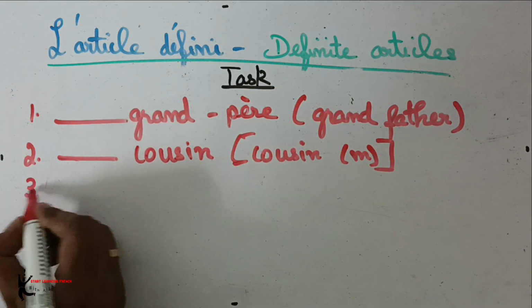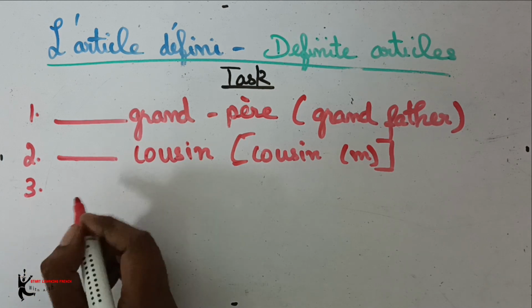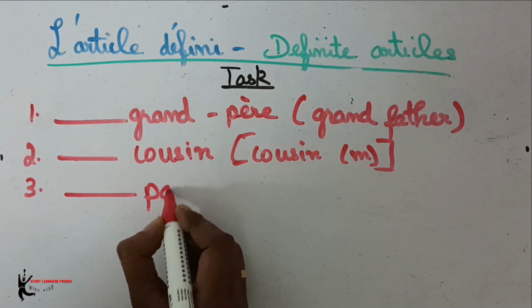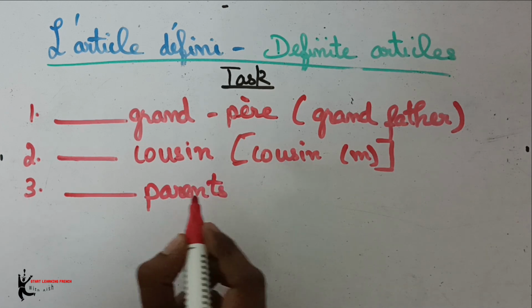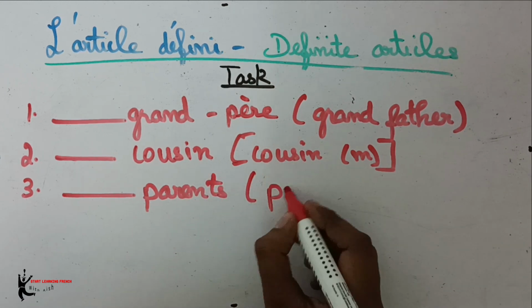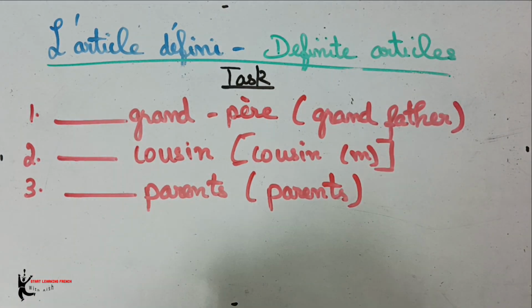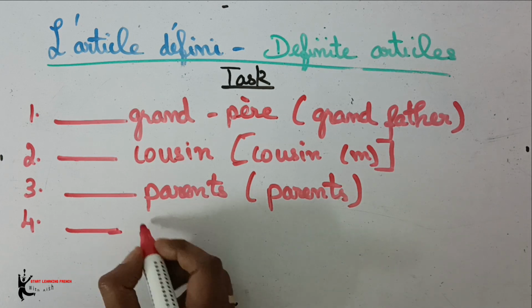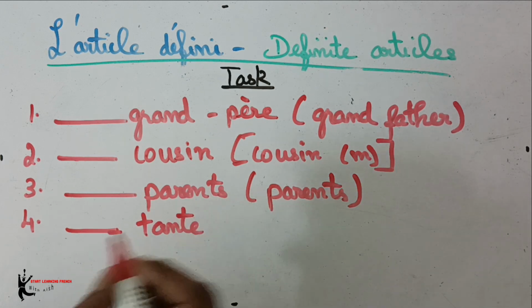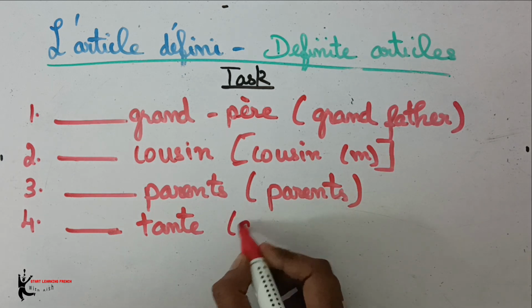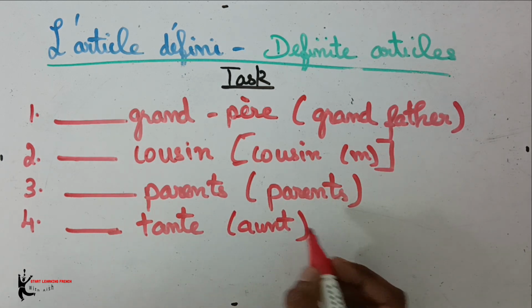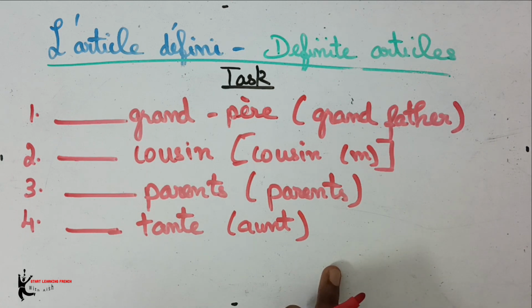The next one is dash parent. Parent is the parents. So what article definite you are going to use here? Just write it down. The next one is dash tante. Tante is the aunt in English. Auntie, aunt. So what article definite you are going to use here? Just write it down.